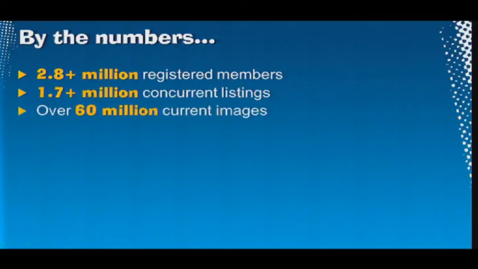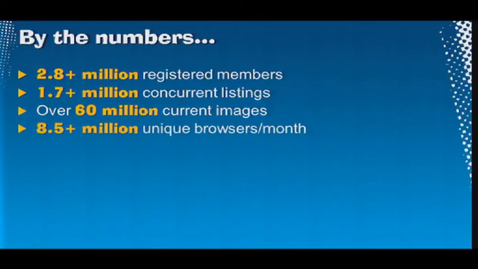So there's some big numbers. And again, this is about the context within which we work. So it's important to share these with you. I'm going to go over them quite quickly because Matt and Dave talked about them yesterday. We've got almost 3 million registered members. We've got almost 2 million concurrent listings. 60 million images we've got on disk there. We keep those for ages, which is a challenge in itself.